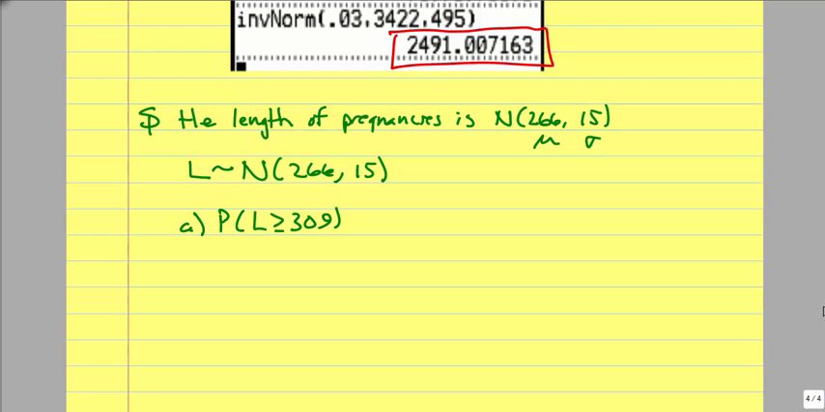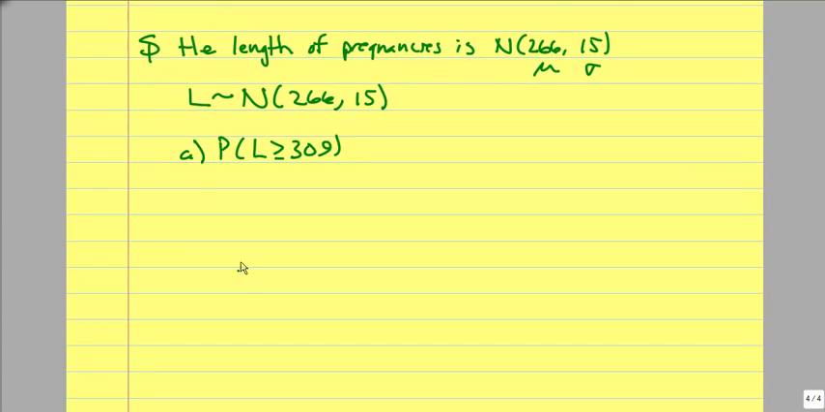So let's go ahead and look at a picture here first. It always helps me to see a picture of what's going on. So our mean here is at 266. Here I'd be up at 309. And it says longer than, so longer than would be to the right. So I'm looking for this area. This is my length distribution.